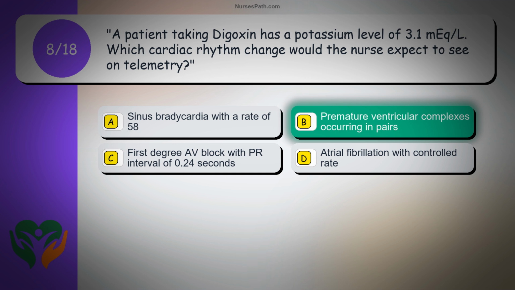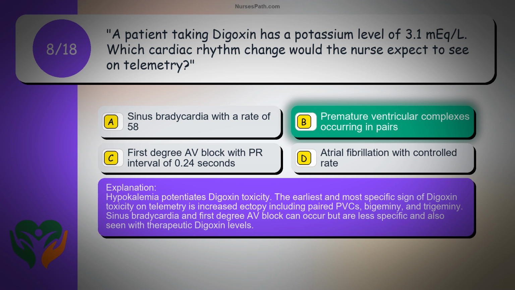The correct answer is option B, premature ventricular complexes occurring in pairs. Hypokalemia potentiates digoxin toxicity. The earliest and most specific sign of digoxin toxicity on telemetry is increased ectopy, including paired PVCs, bigeminy and trigeminy. Sinus bradycardia and first-degree AV block can occur but are less specific and also seen with therapeutic digoxin levels.